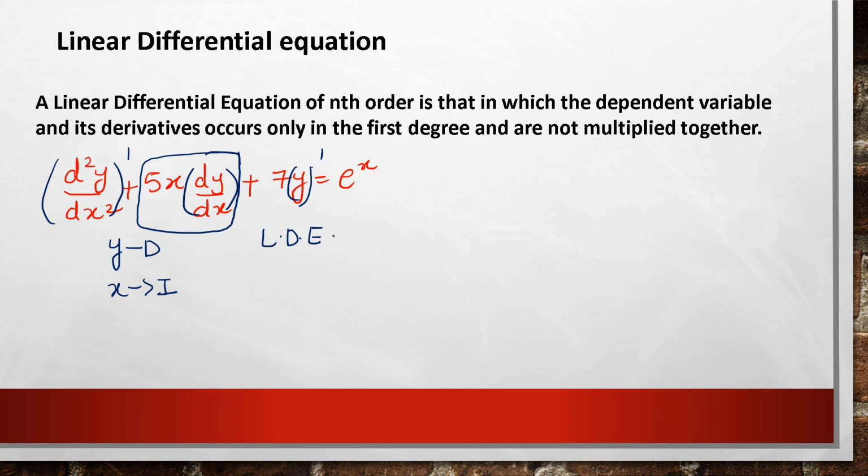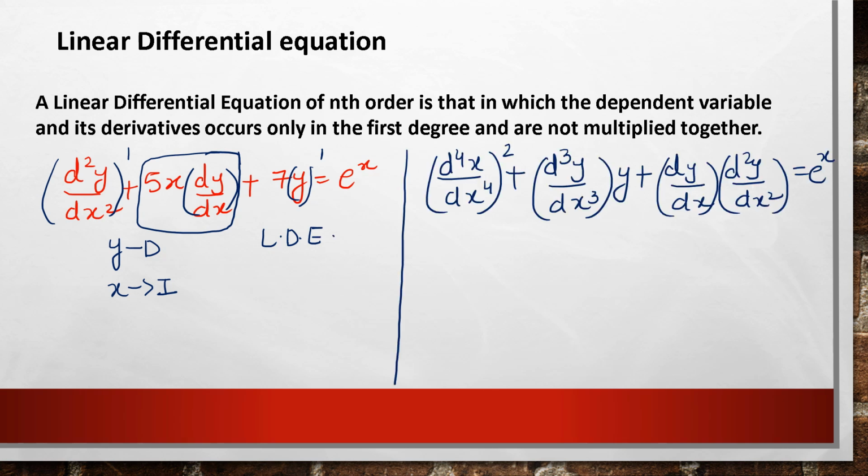Now let's see what a non-linear differential equation is. In this example, we can see the power of this derivative. This derivative has power 2, which is not allowed in a linear differential equation. Moreover, we have a product of the dependent variable along with the derivatives, which is also not allowed. Similarly, here we also have a product of two derivatives. So this is an example of a non-linear differential equation.